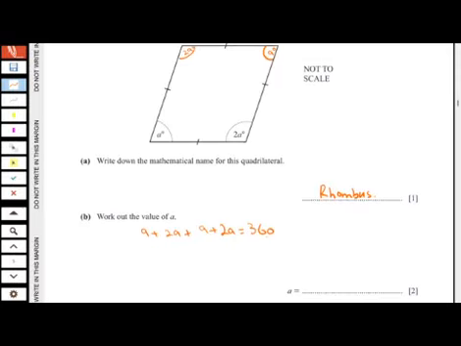Now we can add them. A plus 2A plus A plus 2A, that is 6A, equal to 360. This 6 will divide 360. A is equal to 360 divided by 6. 6 sixes are 36 and 0. So the answer is 60.